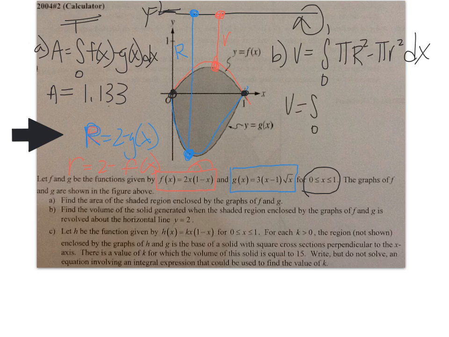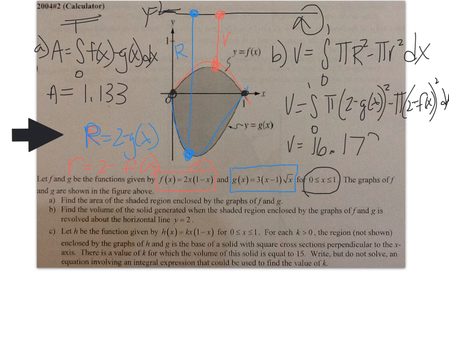Volume equals the integral from 0 to 1 of pi times the quantity 2 minus g of x squared minus pi times the quantity 2 minus f of x squared dx. So then you're going to type that in your calculator. Feel free to pause the video and give yourself as much time as you need to do that. When you do, you can check your answer, which should come out to 16.179.